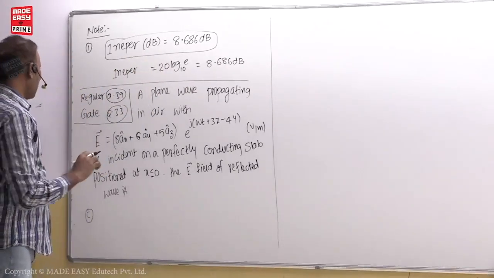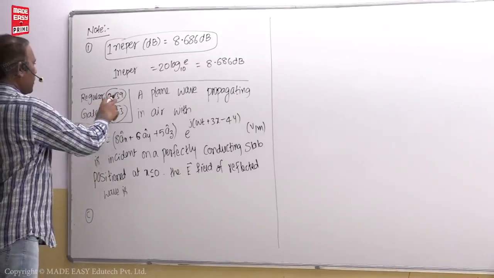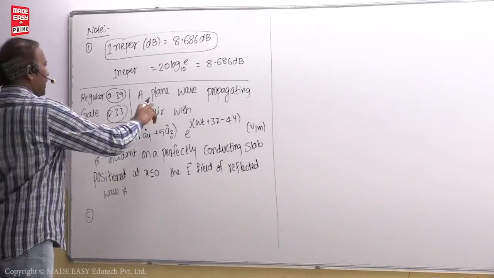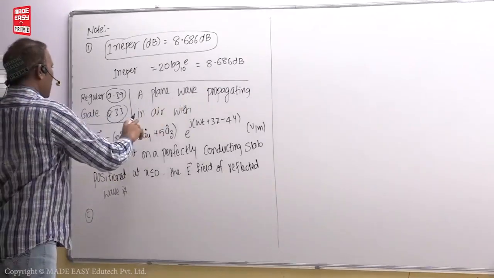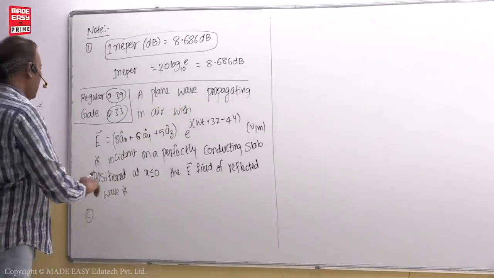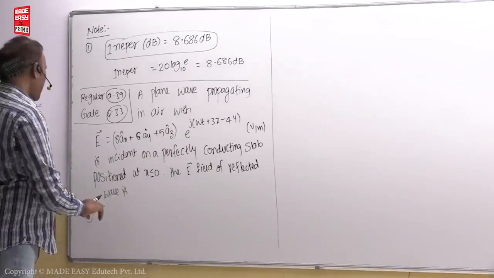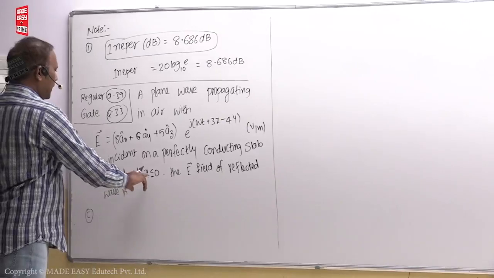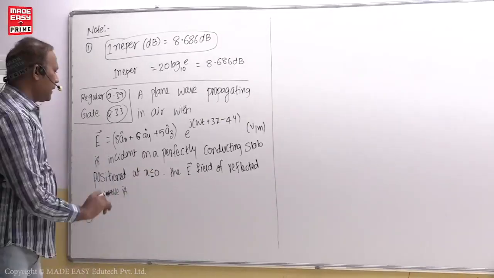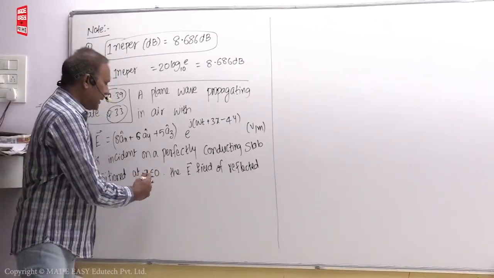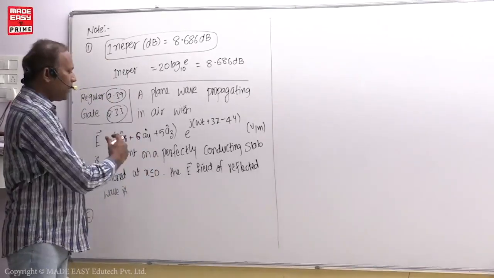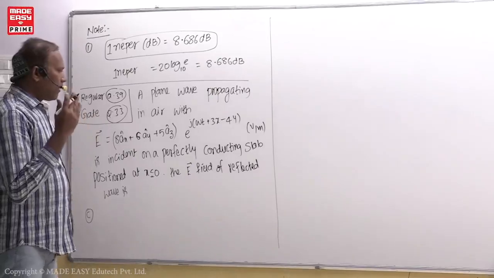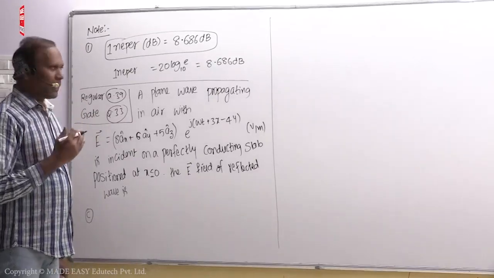Okay. Now in the regular workbook question number 39, in the GATE workbook question number 33, you see this one. A plane wave propagating in air with electric field is incident on a perfectly conducting slab positioned at x less than or equal to 0. X less than or equal to 0 means for x greater than or equal to 0, air medium is there. That means x equal to 0 is the boundary surface. For us, that boundary surface is important actually.